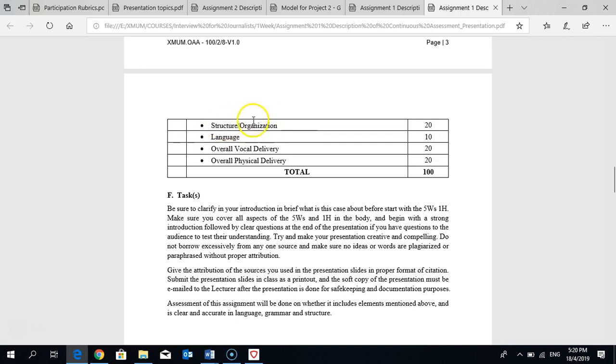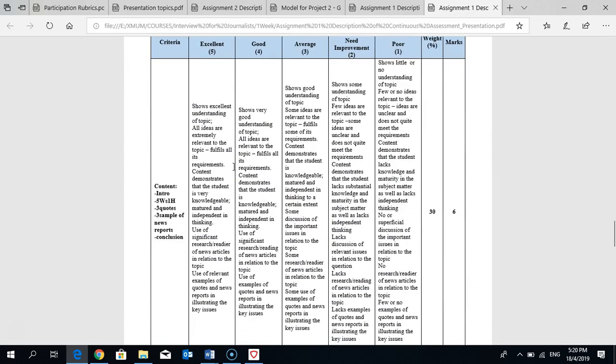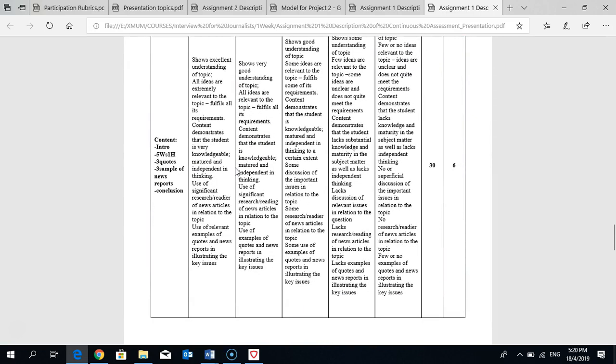Then you have structure and language and vocal delivery and physical delivery. Let me go down to the rubric itself. To get an A, for example, let me just read it. Shows excellent understanding of topic. All ideas are extremely relevant to the topic, fulfills all its requirements. Content demonstrates that the student is very knowledgeable, matured, and independent in thinking.